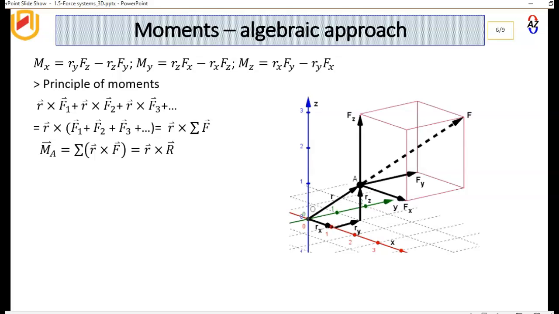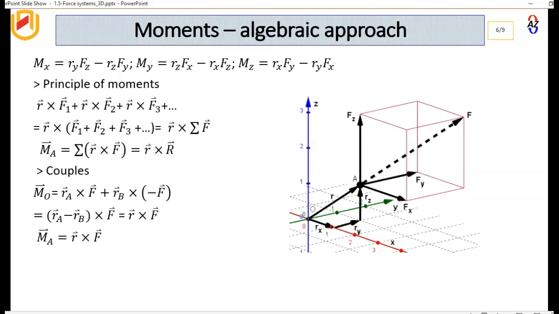The principle of moments in 3D works the same way as in 2D. We have R cross F1 plus R cross F2 plus R cross F3. So this is the moment vector multiplied by various forces. This will be the same as R cross F1 plus F2 plus F3 and so on, which is R times the summation of all the forces. So that will be the moment about a particular point A in 3D. You do it in a similar manner to how you do it in 2 dimensions.